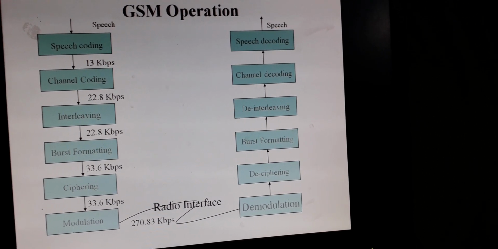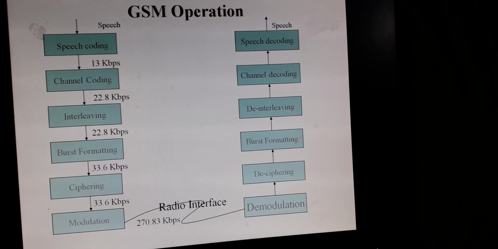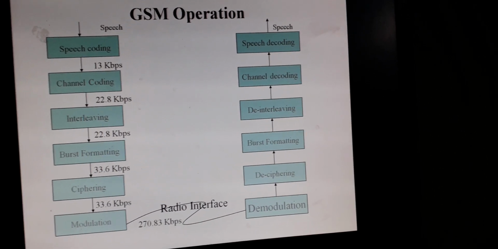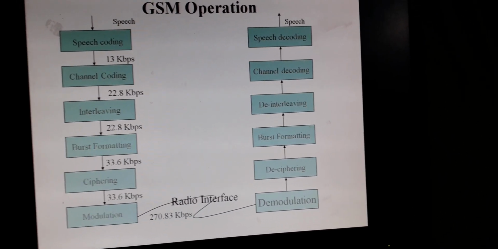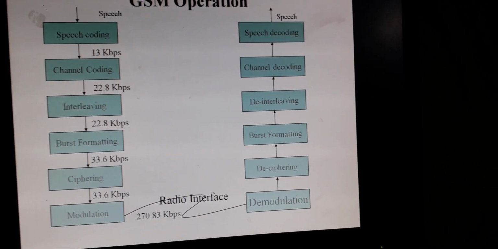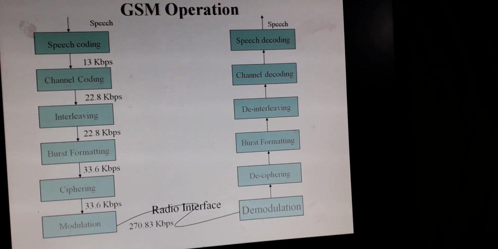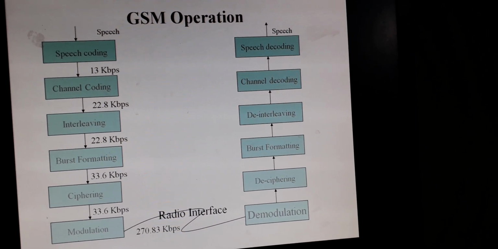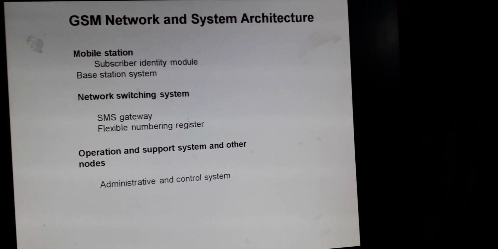GSM operation has already been explained in the class. It involves speech coding, channel coding, interleaving, burst formatting, ciphering and modulation. Before the modulation, all these important operations take place, and the final data rate, as you can see, is 270.83 Mbps. On the reverse side, all the demapping and reverse operations take place. This is according to the book.